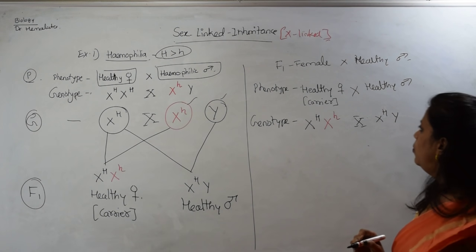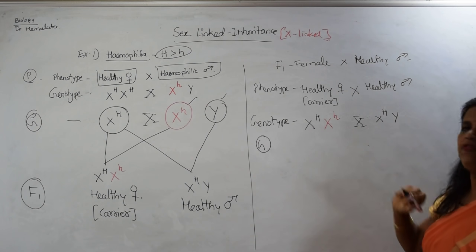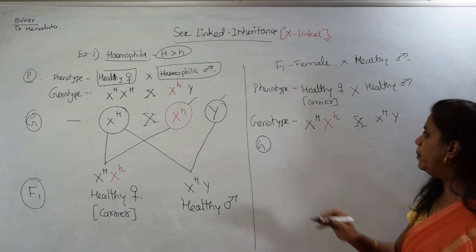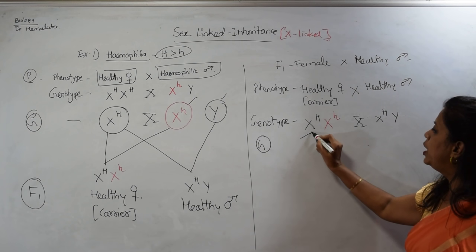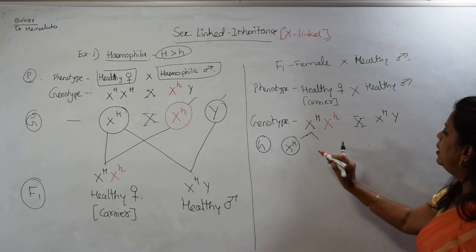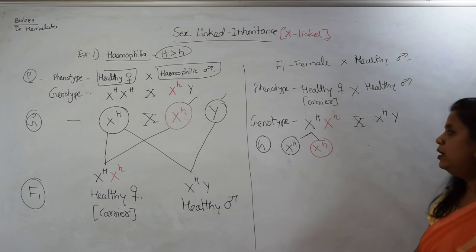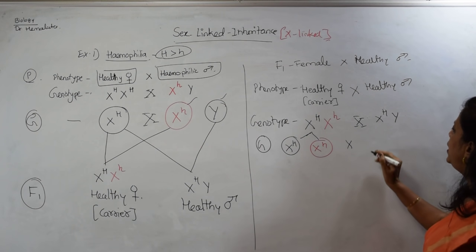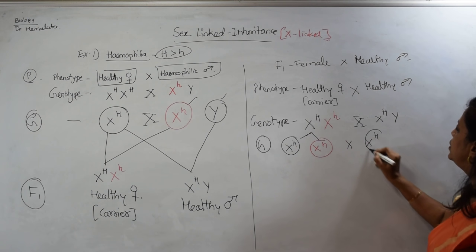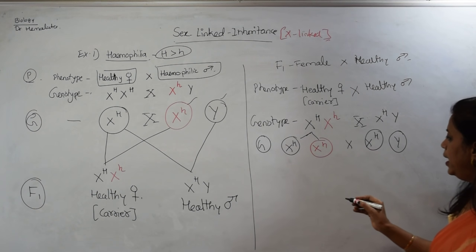Okay. Now, what is the gametic generation? The female now becomes heterogametic. She will produce two types of gametes: X capital H is one gamete, then X small h is another gamete. Now what about the males? They are anyway heterogametic. They are X capital H and Y chromosome. Now you put the checkerboard and analyze this.